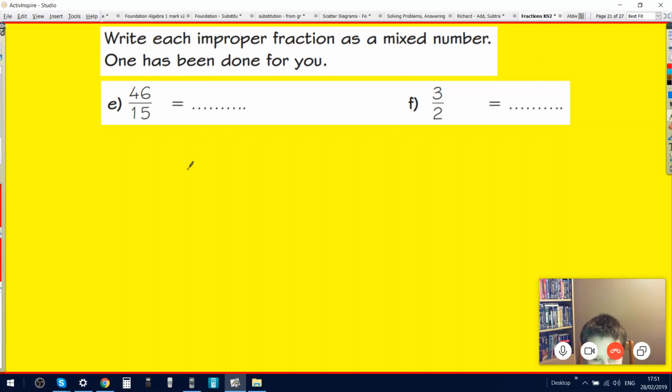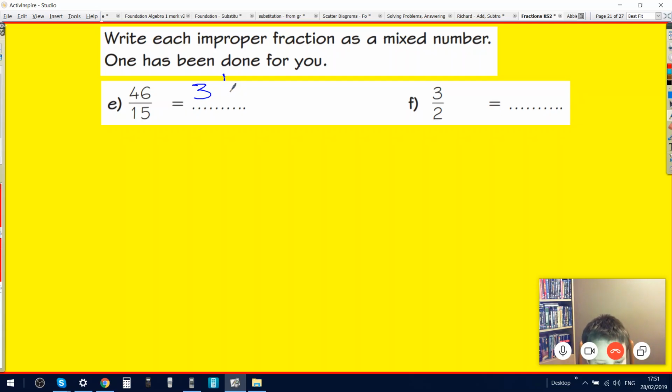Okay, how about these two? Write each improper fraction as a mixed number. One of these are for you. So first, we need to work out how many times 15 goes into 46, which is twice. No, which is 3 times with 1 left over. And then we have 3 remainder 1.